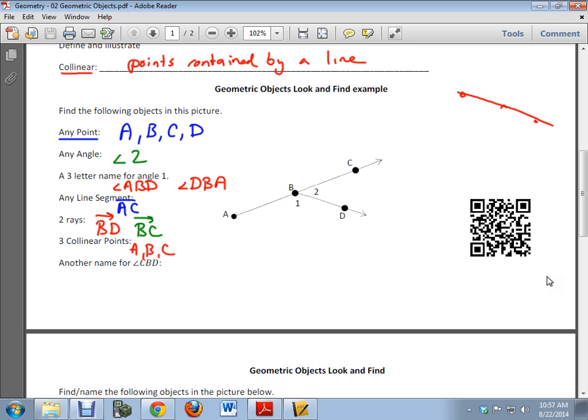And the last thing that it asks me for is another name for angle CBD. So CBD, it starts at C, goes in the direction of B, and then goes out to D. So that would be this angle right here. Now that angle is called angle 2. You could have very simply also called this angle DBC without even looking at the picture itself, because it has got to be the same angle because it uses the same vertex and the same 2 endpoints on the sides. So these are all the answers for that particular section.